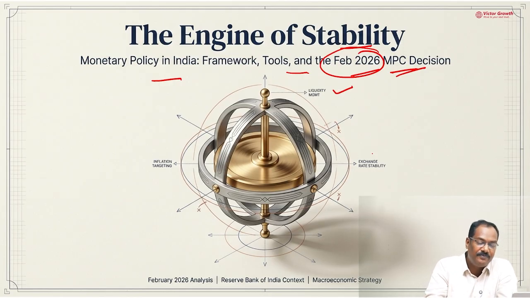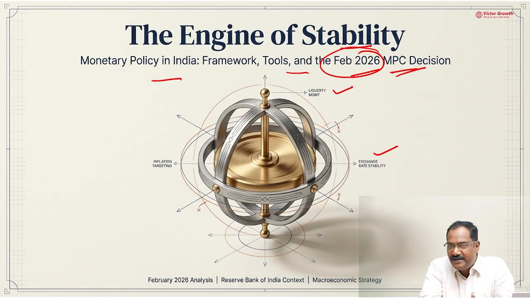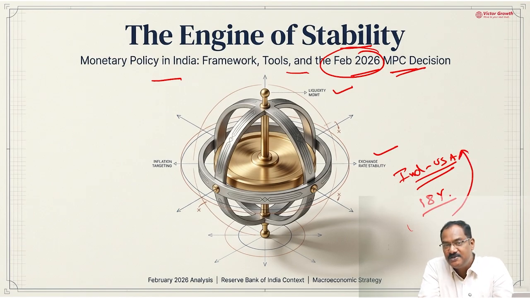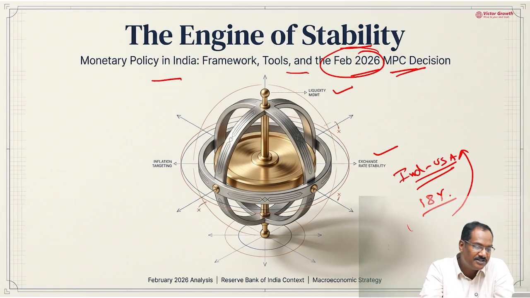Exchange rate stability. They don't have a direct connection because we have a floating exchange rate. That means the market will determine the exchange rate. But still, the actions of the RBI will impact the exchange rate, for example, the rupee appreciating or depreciating. Recently, India and the USA made a deal where the tariff is reduced to 18%. That means our exports to the US will increase, and because of that, the rupee has appreciated. So those are the actions you should understand.